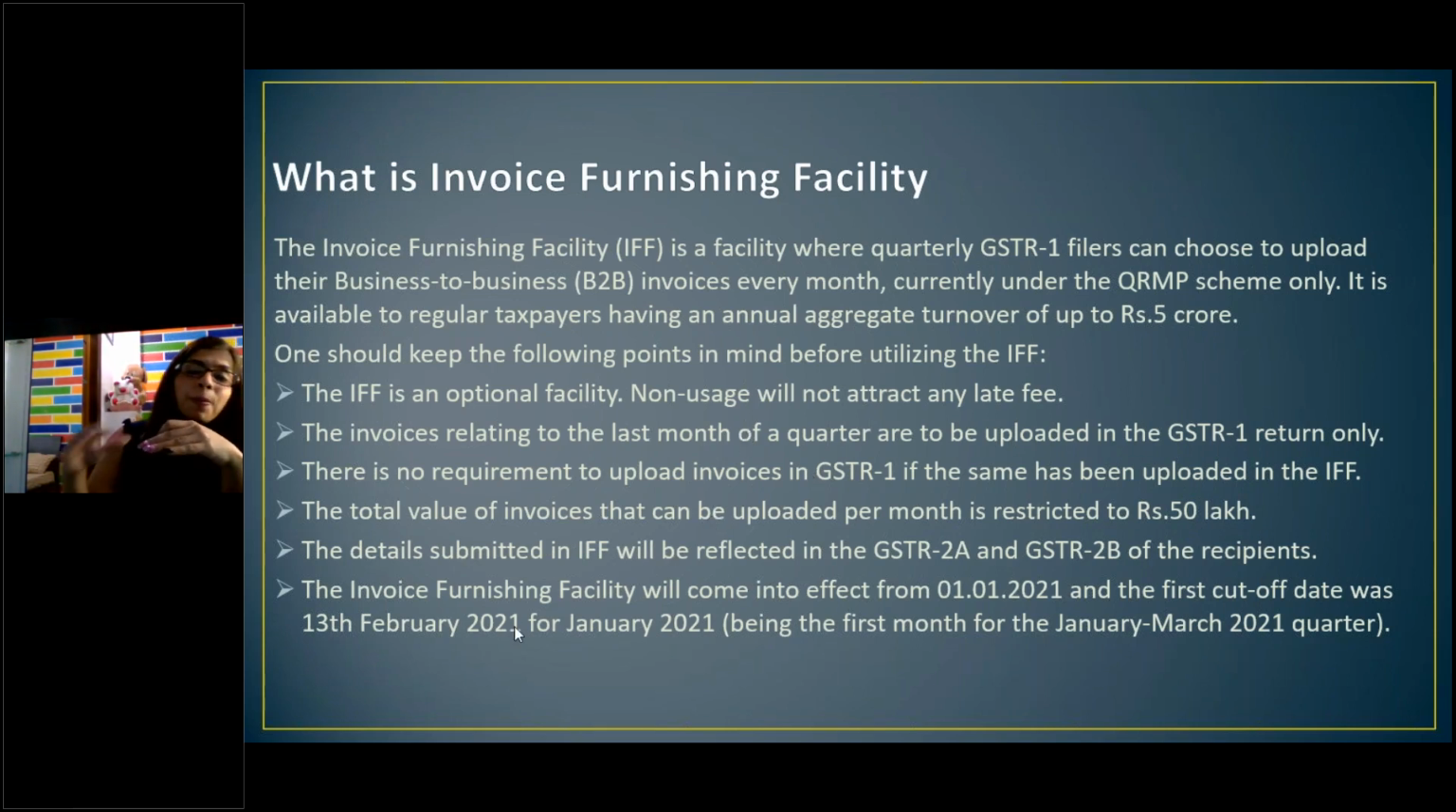And if this is going to happen, for example, there are people who have sales only limited to 1 month or 2 months for the entire year. They can't go for it. They won't be able to upload their data. The details submitted in IFF will be reflected in 2A and 2B of the recipients. And then IFF came into effect from 1st February. And the first cutoff date was 13th February for January 21. That was the first cutoff date.